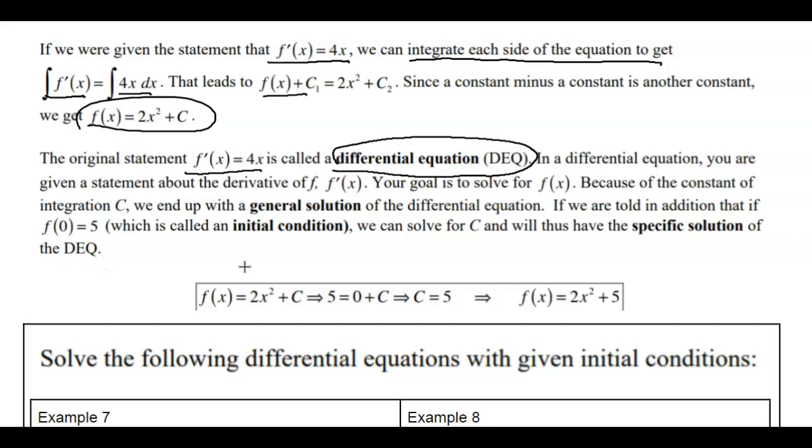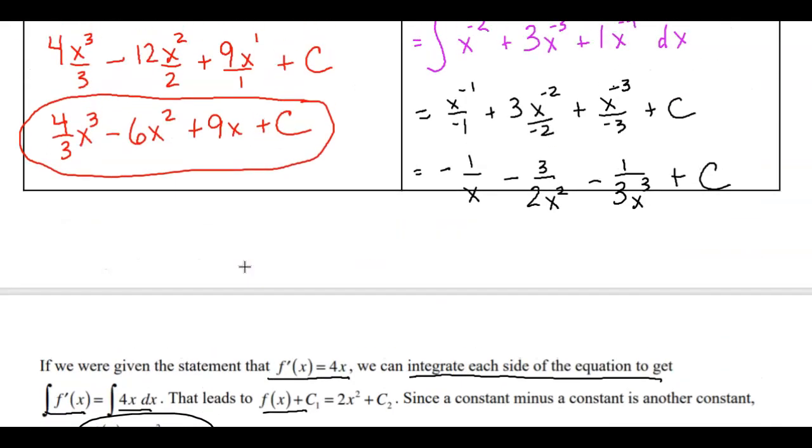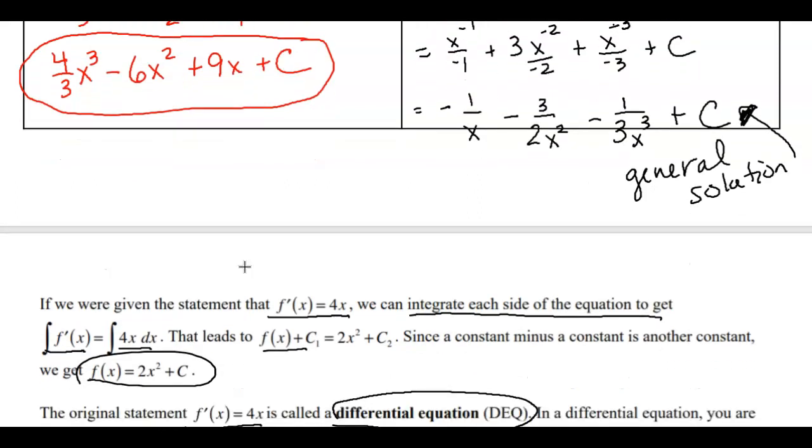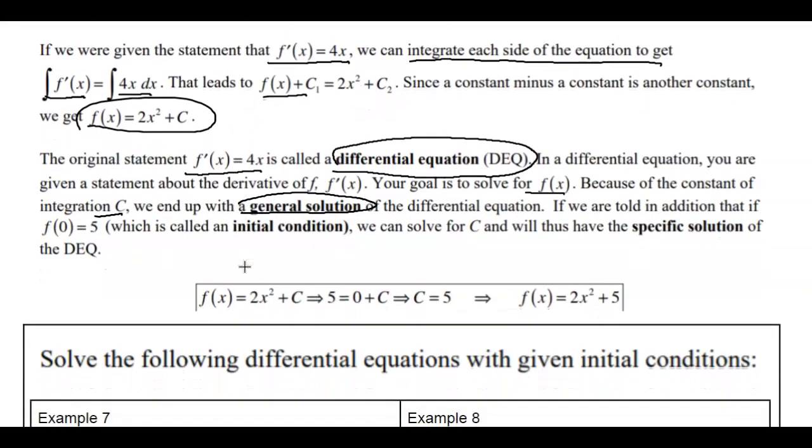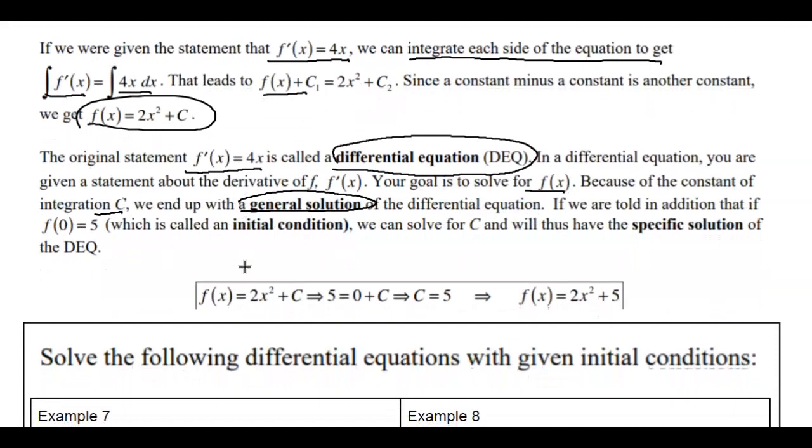So in a differential equation, you're given a statement about the derivative, and your goal is to solve for the original. Because the constant of integration is c, we end up with a general solution. So all of these derivatives that we found, this is just called the general solution because it has that plus c, okay? It works for a whole family of answers. We don't know which one is the actual answer though, okay? So what's going to happen is we need some more information.